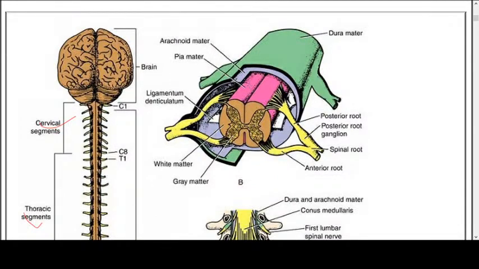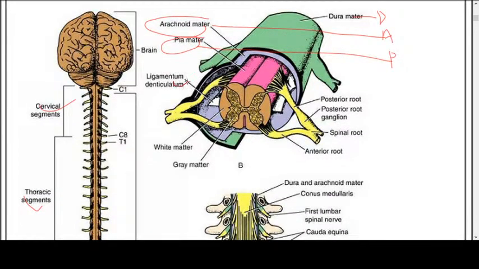This is the arachnoid. This one is the pia mater. This is the arachnoid mater. It can be summarized as D, A, and P: D is for dura mater, A for arachnoid mater, and P for pia mater. This one is pia mater, this is arachnoid mater, and this is obviously the dura mater. And this is the ligamentum denticulatum.